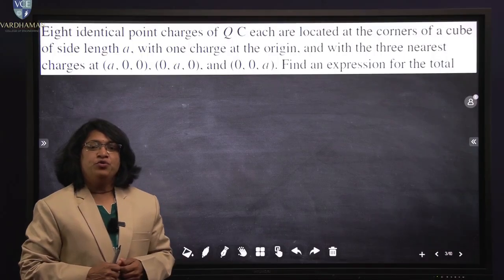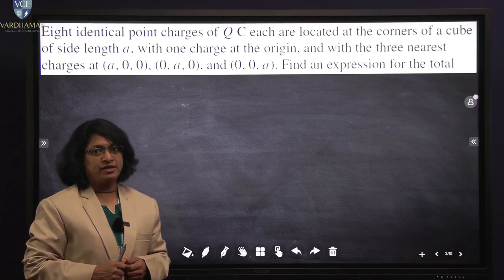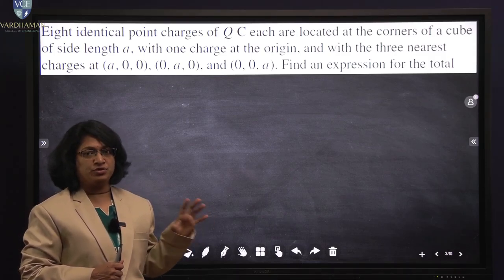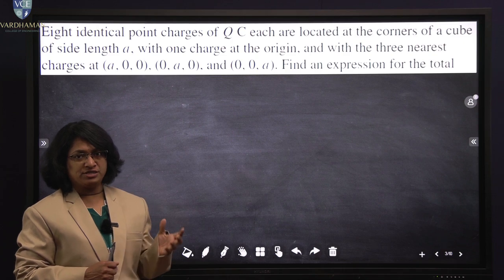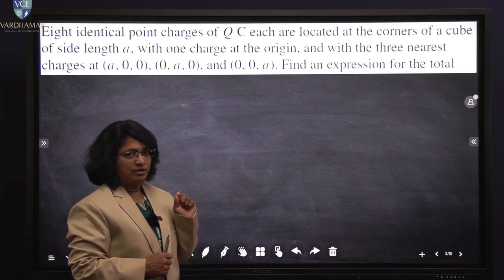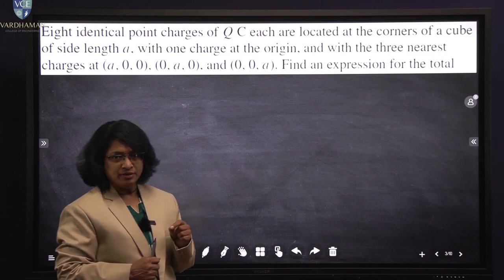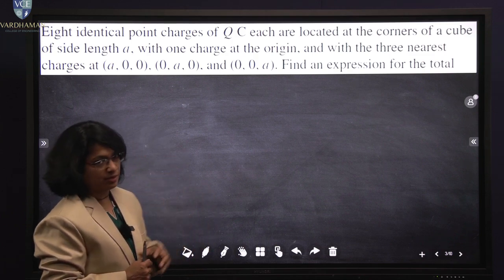In the previous video, we have seen how to calculate the total electric field at a given point of interest due to the presence of different charges at different locations. Here now also we will solve another problem, an interesting one. See, this is the problem.